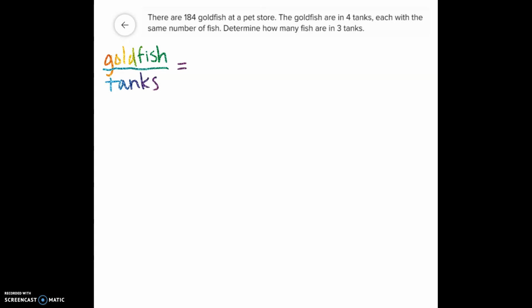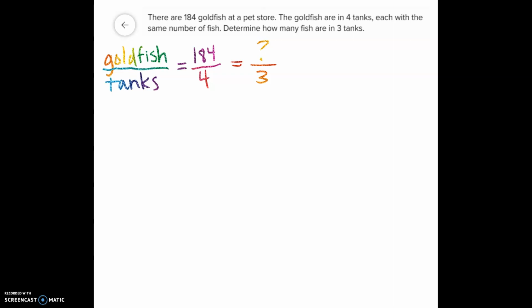What does the question tell me? Well, the question here is telling me that at a store there's 184 goldfish and there are 4 tanks. And what they are asking me to find out is how many goldfish are in 3 tanks.